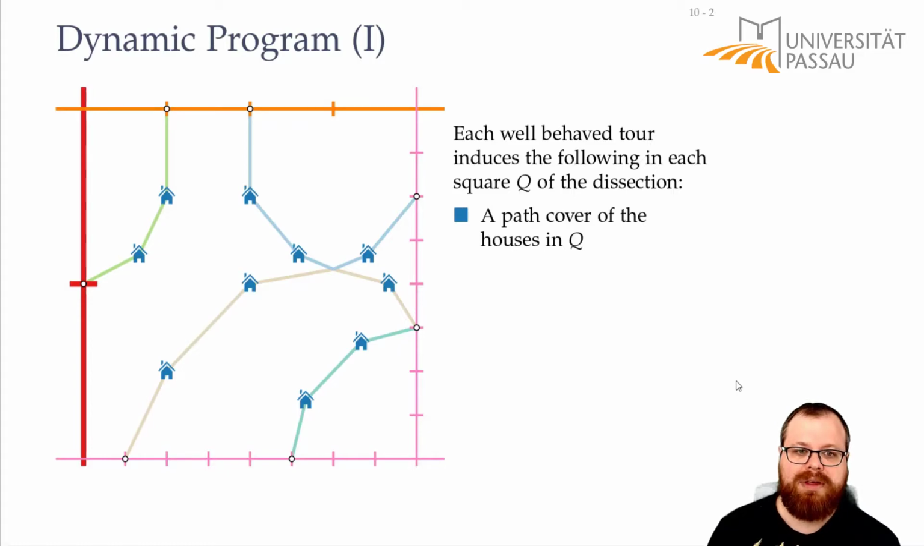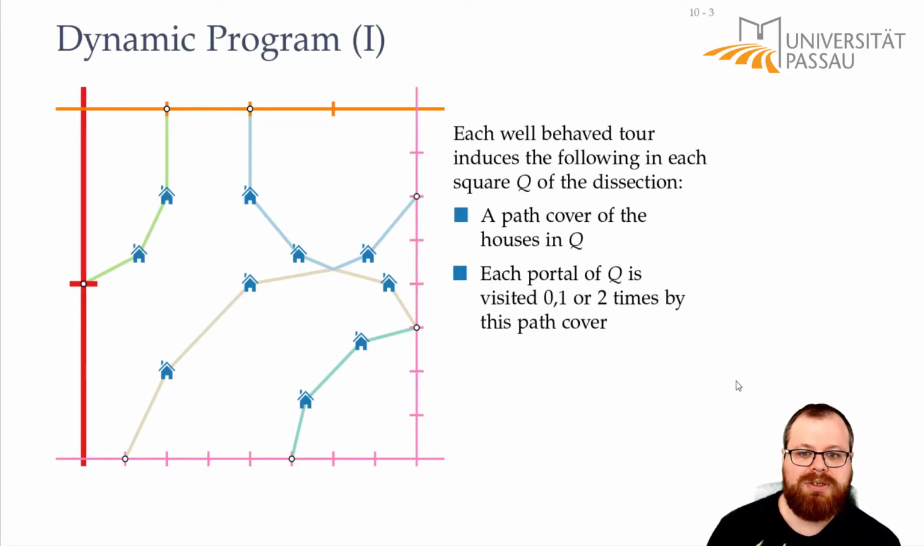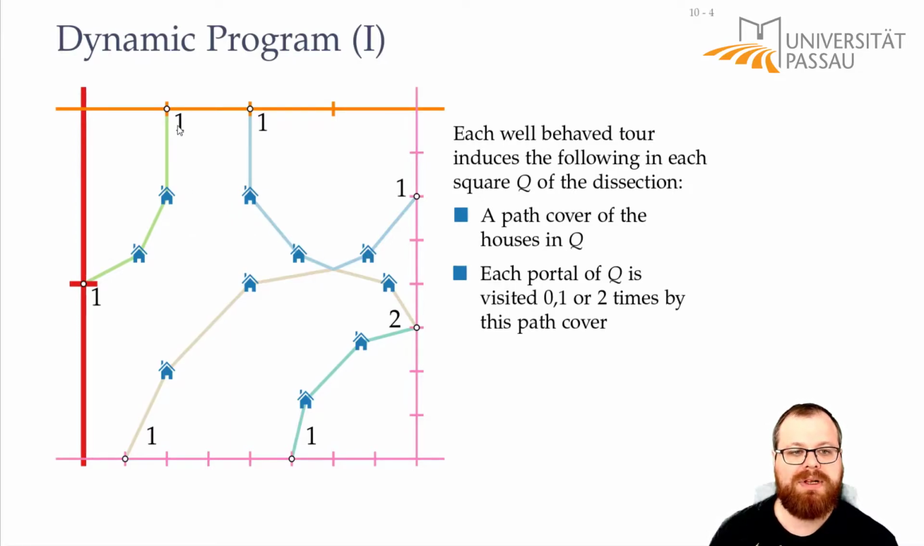But not any path cover is valid. We had the restriction that every portal is visited at most twice. So of course we can only consider path covers where the portals are visited at most twice. In this example, these are visited once, this is visited twice, all the other portals are visited 0 times. So if I just want to guess, how often do I visit every portal? That still doesn't tell me in which order we visit them.